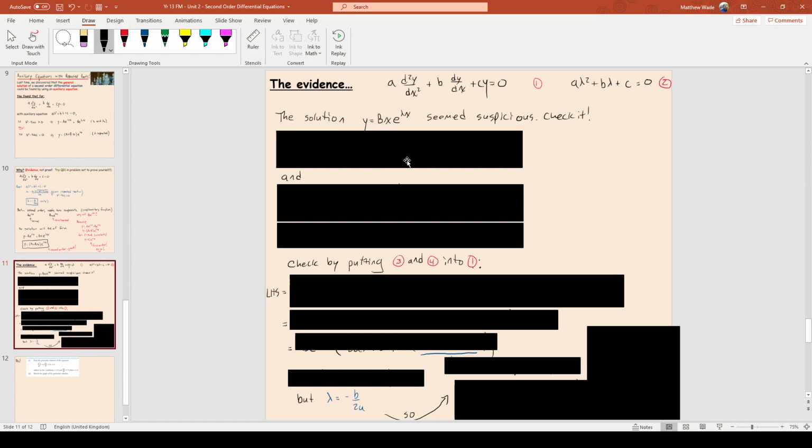How are we going to do that? It's right back to the first thing that we did in the first unit. You can pop bx e to the lambda x in for y, and then if you can get an expression for dy dx and d squared y by dx squared, and pop all them in together, you should make an answer of 0. That's how I'm going to give you evidence.